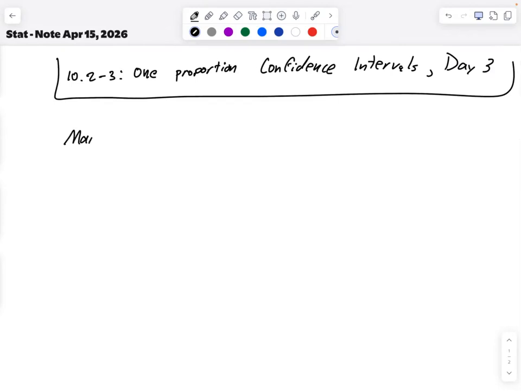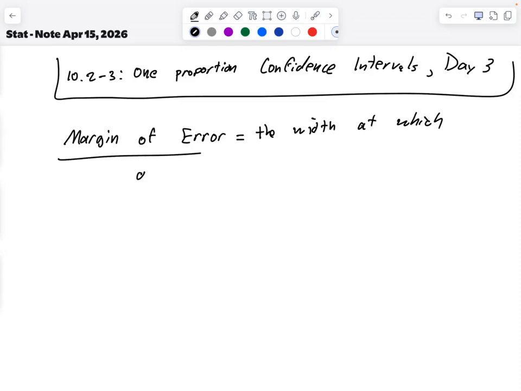So first off, margin of error. Margin of error is simply the width at which a confidence interval is from the point estimate.